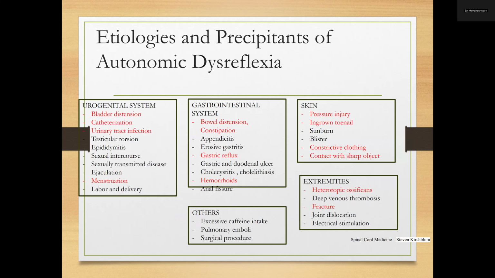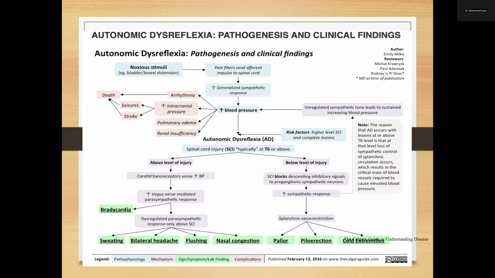All right. If you can see this, below the lesion, here in green on the right side, they can have pallor, piloerection, goosebumps, or cold extremities. Whereas above the lesion, many of them present with sweating, headaches, flushing, and nasal congestion. So it's just total opposite symptoms happening in their body.